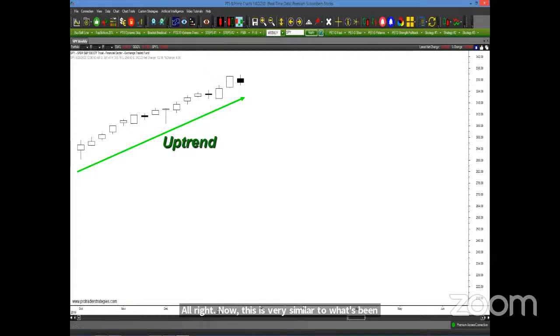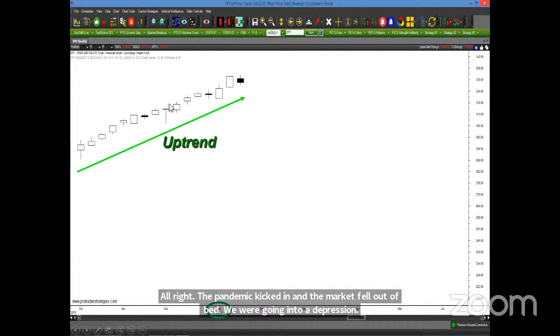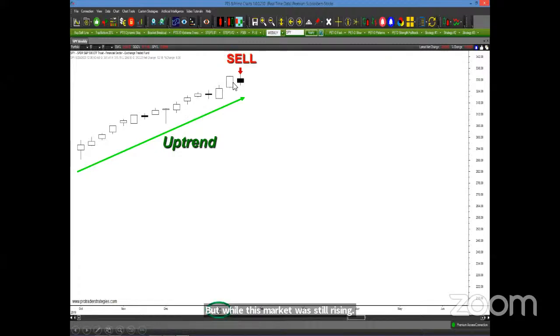Now this is very similar to what's been happening today, because this is not a current chart. If you look at the bottom of this chart, that's January 2020, 4 years ago. And we all know what happened a month or two after that. The pandemic kicked in and the market fell out of bed. It looked like we were going into a depression. But while this market was still rising, we applied the PTR in our research.